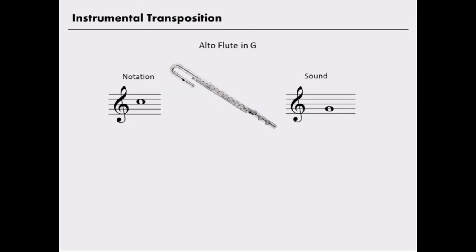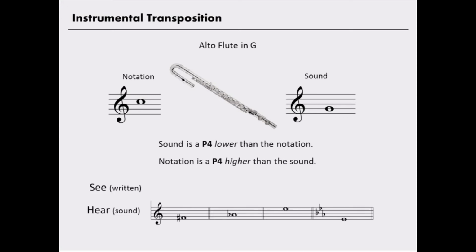Let's get a little more practice. Here's an unusual instrument, the alto flute in G. A written C will sound a G, so the sound is a perfect fourth lower than the notation. Or, to turn that around, the notation is a perfect fourth higher than the sound. So let's practice this the other way, going from the sound to the notation.